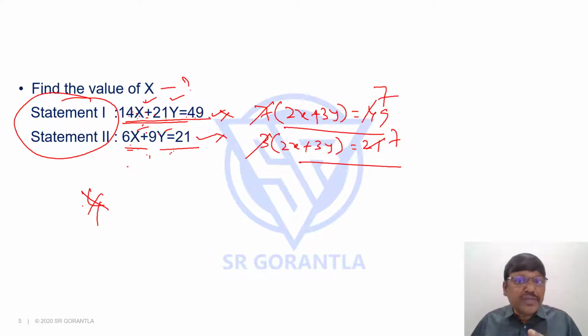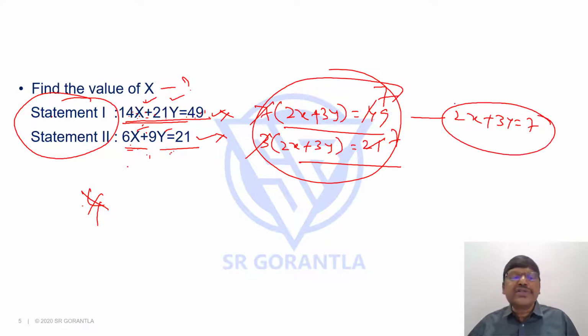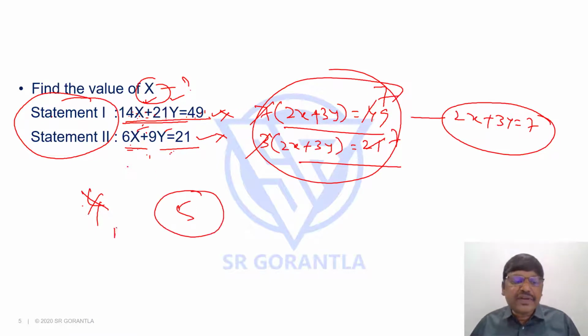Because there are two unknowns, but still I am getting only one equation. Even both statements together cannot give me, because they are not giving me two different equations. They are giving me only one equation. Hence, one equation, two unknowns, I cannot find the x value. Hence, even both statements are not sufficient. I need some more information. Hence, my answer choice is 5.